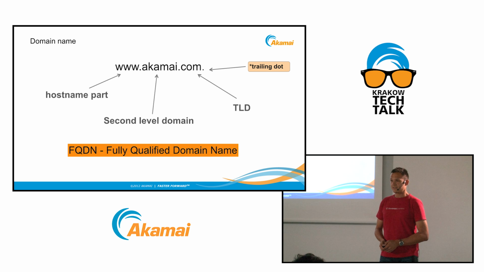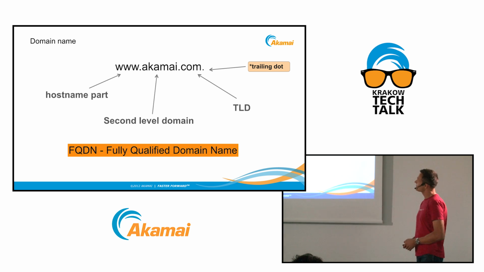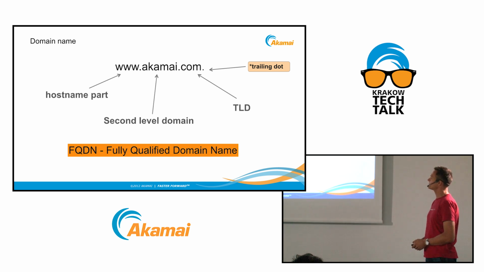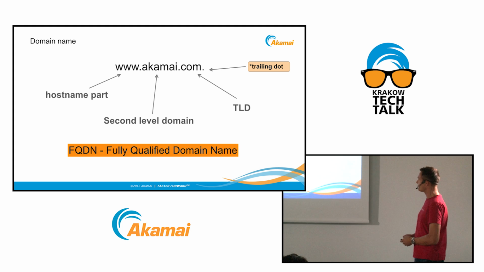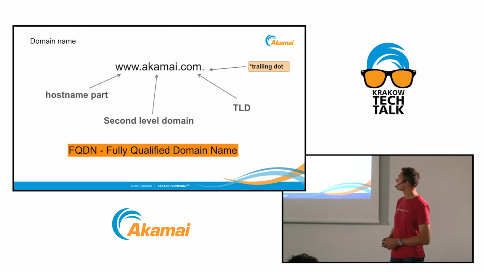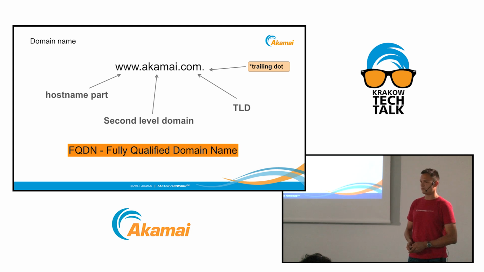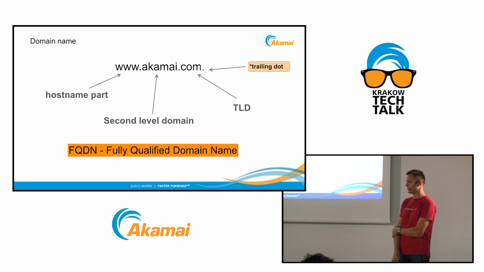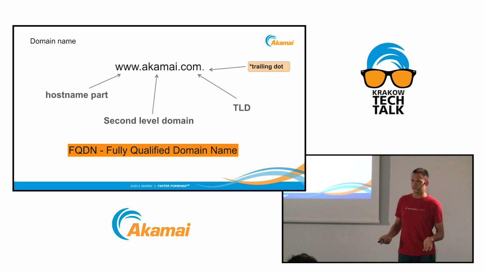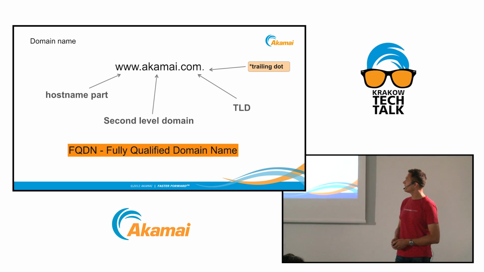You probably know that. Having that example, let me explain what each part does in that domain name. Starting from the very end, you have the top-level domain, which is .com here. Then you have the second-level domain, in that case, akamai.com. And finally, you have the hostname part. The hostname part is just www, or you can call www.akamai.com a hostname as well.